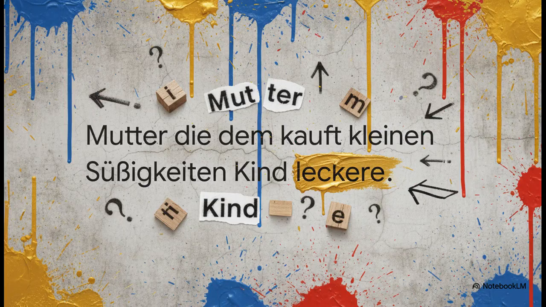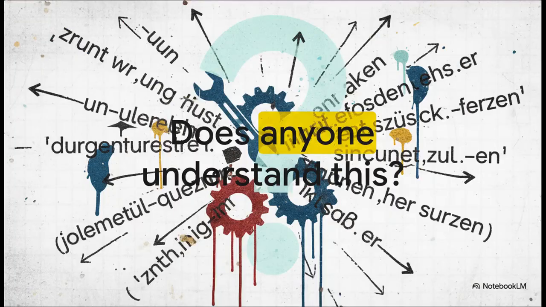Okay, just look at this mess. Mutter die Dim kauft kleinen Süßigkeiten Kind leckere. I mean, all the right words are in there, but without any kind of structure, it's just chaos, right? It's like having all the ingredients for a cake, but just throwing them into a bowl at random. You're not getting a cake, you're getting, well, a disaster. Seriously, does anyone get this?